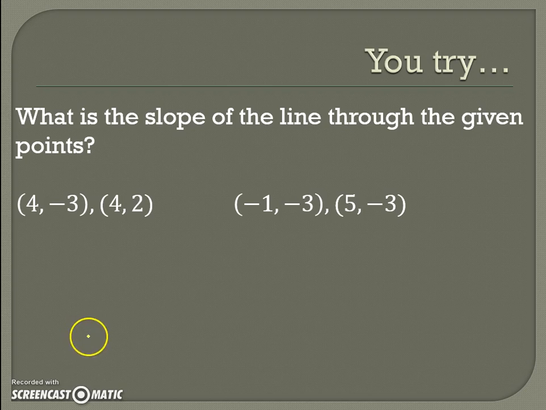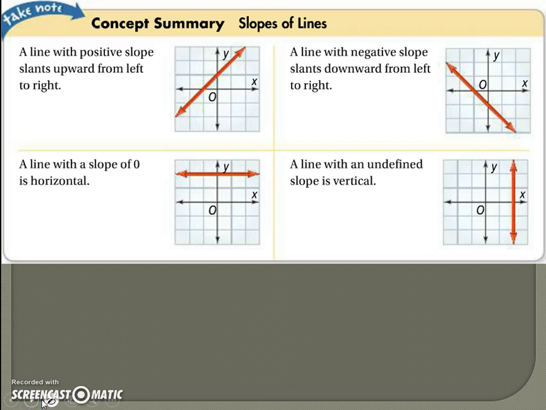So go ahead and pause, and it says, what is the slope of the line through these points? Answers in 3, 2, 1. All right, there's the answer. Hopefully you got those. If not, go back and check your work. All right, so this sums up some of the things that we talked about. Make sure that you copy this into your notes.